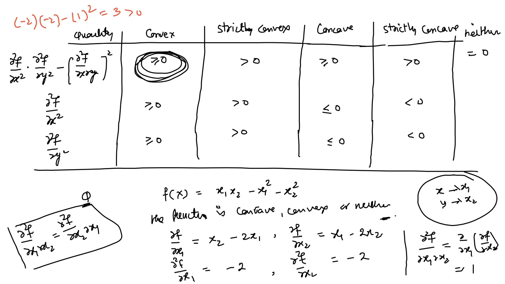So what this function shows is that it is strictly concave, because we check all the values also. All the values means del square f upon del x1 square and del square f upon del x2 square. So this is less than 0, and this is also less than 0. So this function is strictly concave.